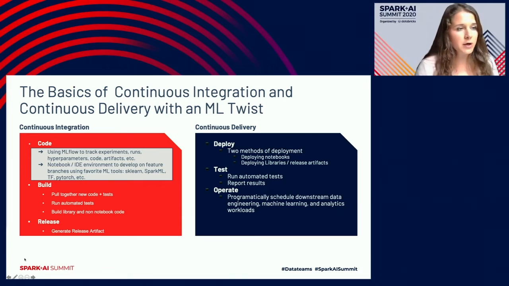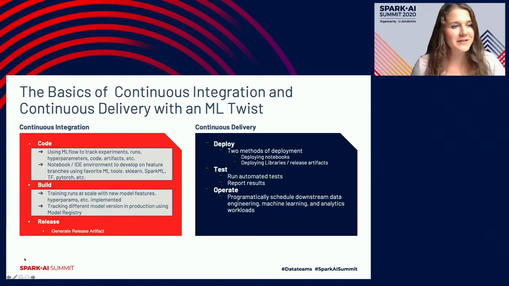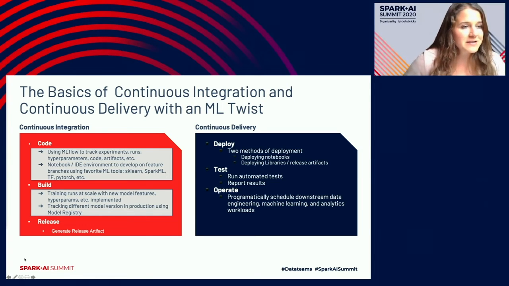So you'd be developing on a feature branch within your versioned Git repo using your favorite ML tools. So that's the sklearns, the Spark MLs, PyTorches of the world. And so when it comes to the actual build process, what that looks like in an ML pipeline is your training runs are going to happen at scale, right? With your new model features or new hyperparameters that you've implemented in the changes in your code.